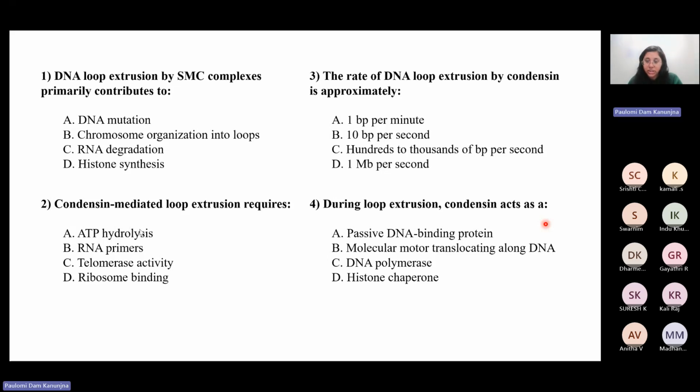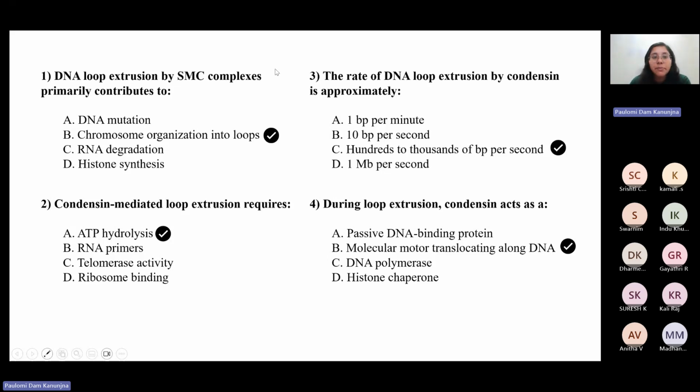All right. Okay. I'll give the answers. You can check at your end. It's B, A, C, and B. First one: DNA loop extrusion by SMC complex contributes to chromosome organization into loops. This was easy to understand because that's what we have just mentioned, that they basically loop it out and organize the genome into these structured domains, right?